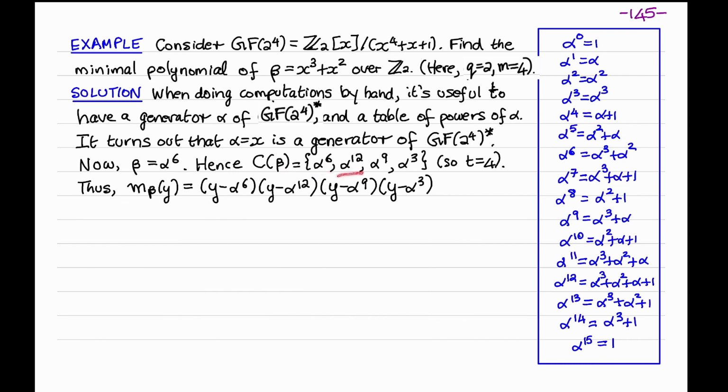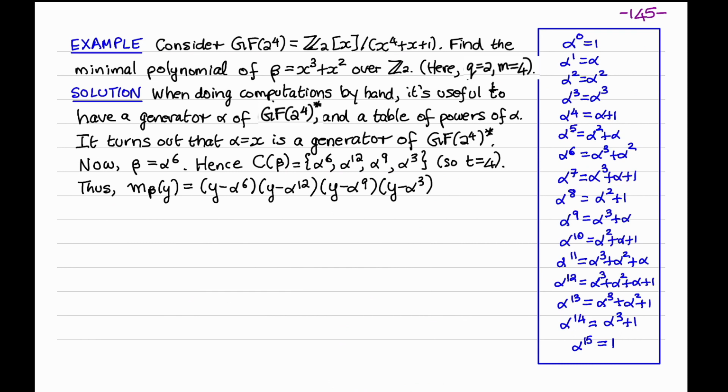and alpha to the 12th squared, which is alpha to the 24, which I can write as alpha to the 24 minus 15, since alpha has order 15. So the third conjugate of beta is alpha to the 9th. The next conjugate is alpha to the 18, which is alpha cubed. And that's it, because alpha cubed squared is the first conjugate. So beta has 4 conjugates with respect to GF2.